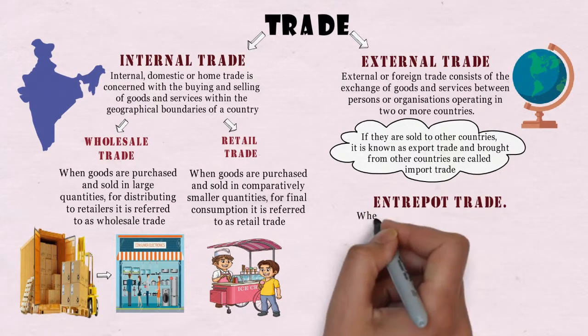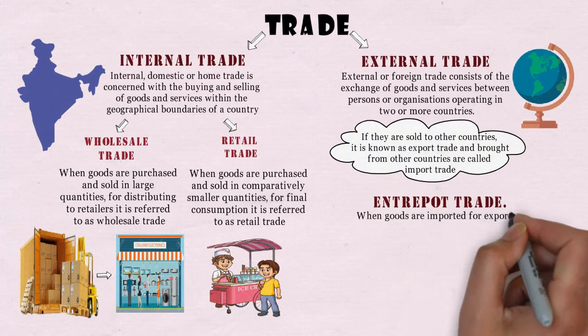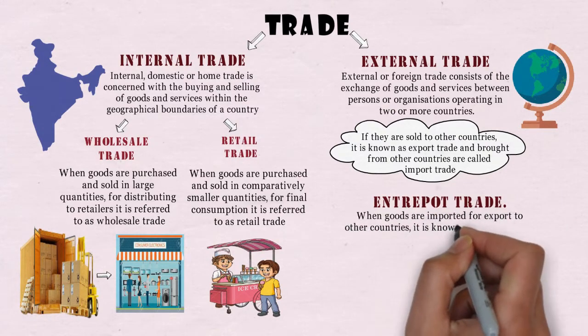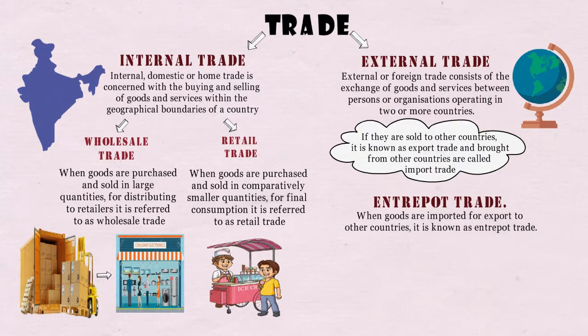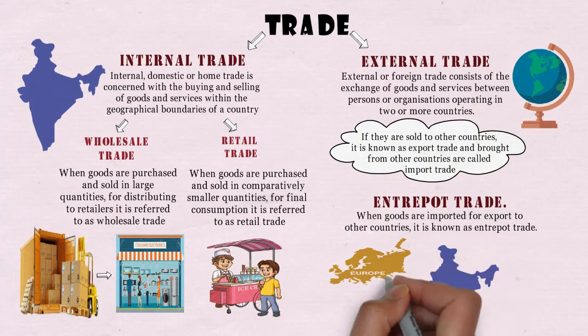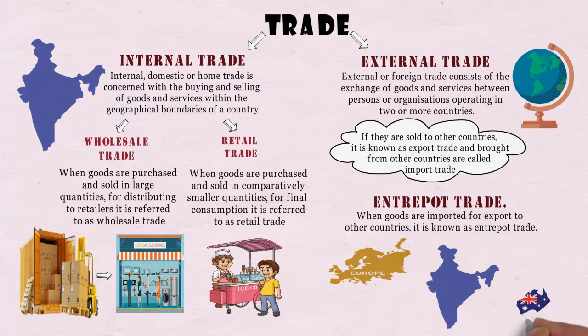There is one more interesting type of trade known as entrepot trade. So what do you mean by this? It means when goods are imported for export to other countries. Let's understand this with the help of an example. There is a trader in India who is purchasing goods from Europe, that is importing the goods from Europe, and then once these goods arrive in India, he is not selling in India, but he is selling it to another country, say Australia. So such type of model is known as entrepot trade.